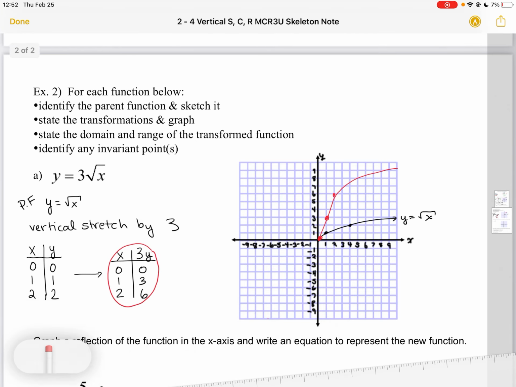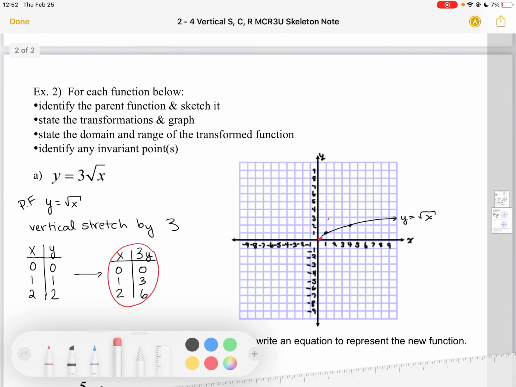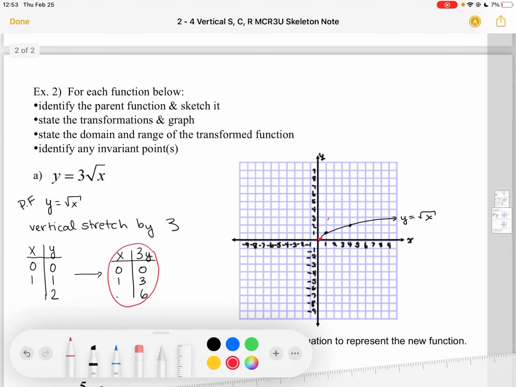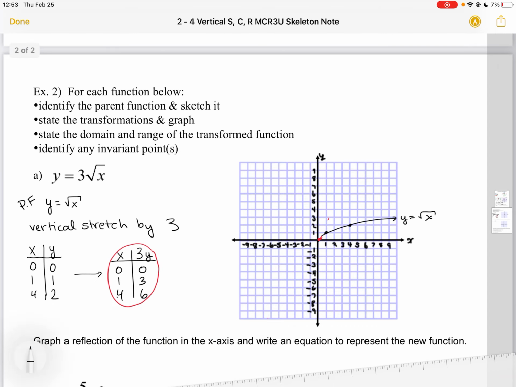Oh, I actually have a mistake there. It should be 4. Maybe you identified that already based on what I said, but this should be 4 here, and 2, and then (4, 6). Then our shape looks a little bit better. So I've got (1, 3), and then (4, 6). And now I can see that I've got my vertically stretched function.